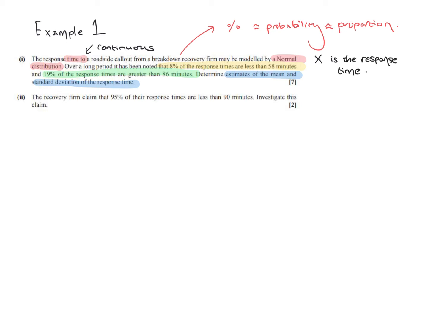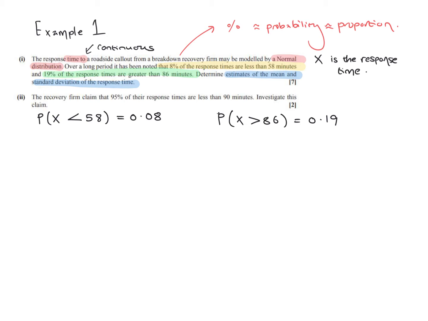And the first statement about 8% of the response times tells me that the probability that x is less than 58, so response times being less than 58 minutes, is equal to 0.08. 19% of the response times are greater than 86 minutes. So that gives me two statements here.